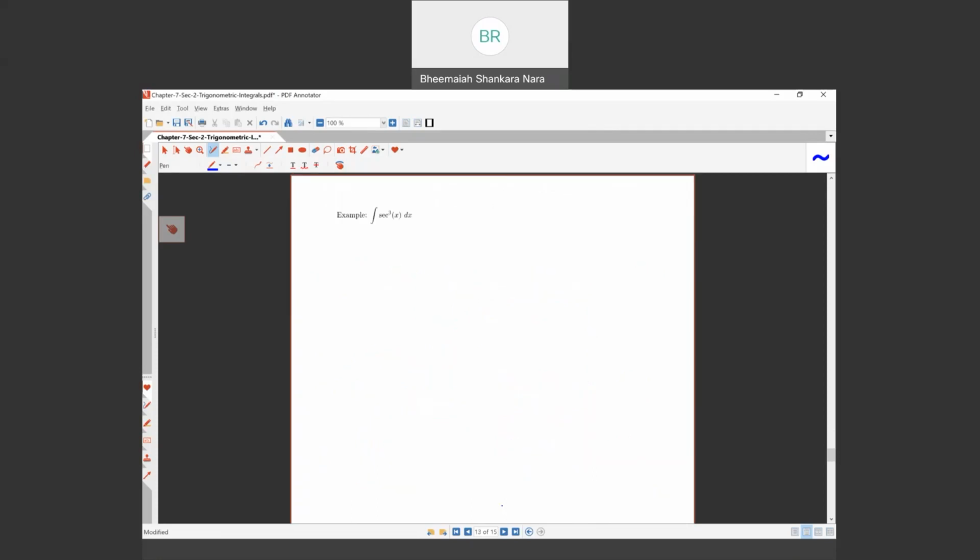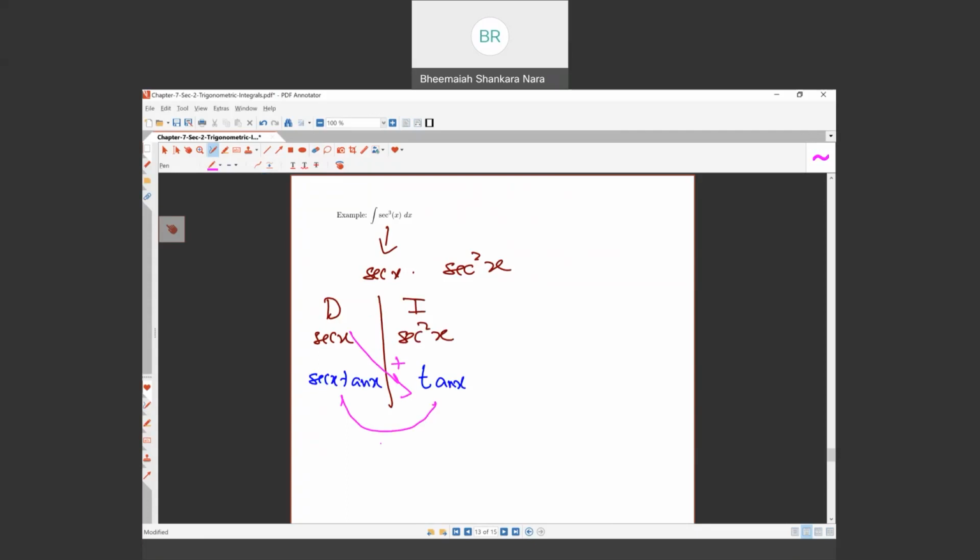The next one is secant cube x dx. Break this as secant times secant square. Assume the differential term is secant and the integral term is secant square. So differentiate the secant term, all you have is secant tan. Integrate the secant square term, all you have is tangent. Now you want to do the integration by parts, which means you multiply these two terms with a positive sign, and then you multiply these two terms with a negative sign and then integrate it.